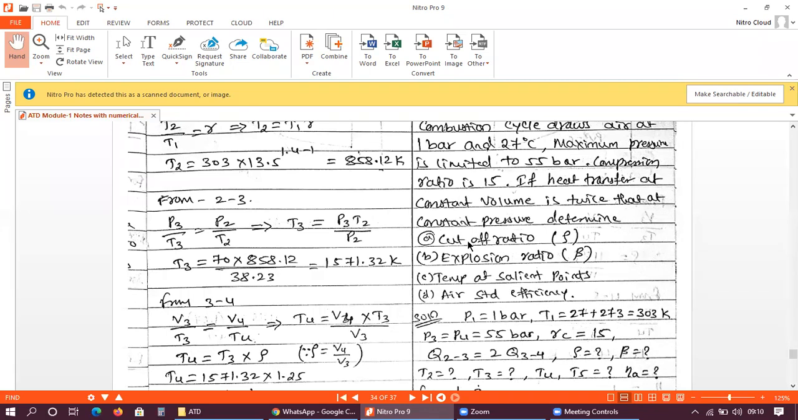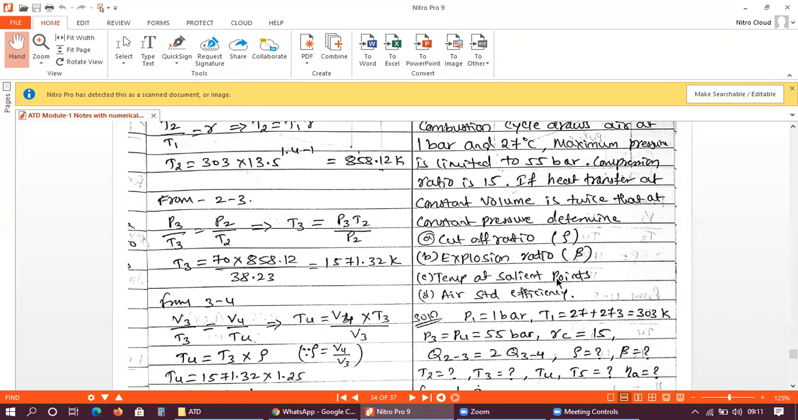Here we need to determine the cutoff ratio, that is rho. Then the explosion ratio beta is to be calculated. Along with that, the temperature at the salient points. So temperature at salient points means we need to calculate the temperature at T1, T2, T3, T4 and T5, from point number 1 to point number 5.